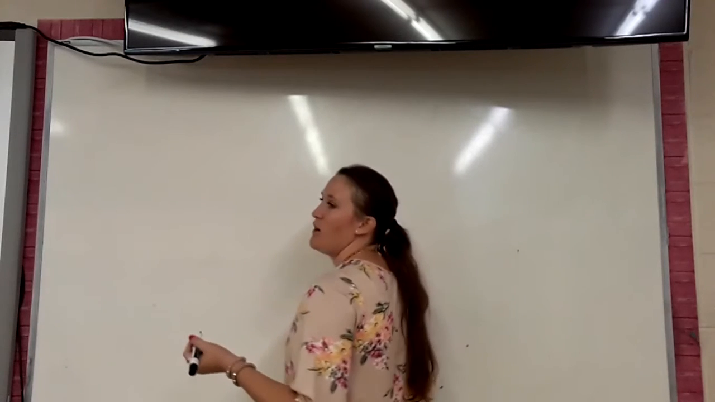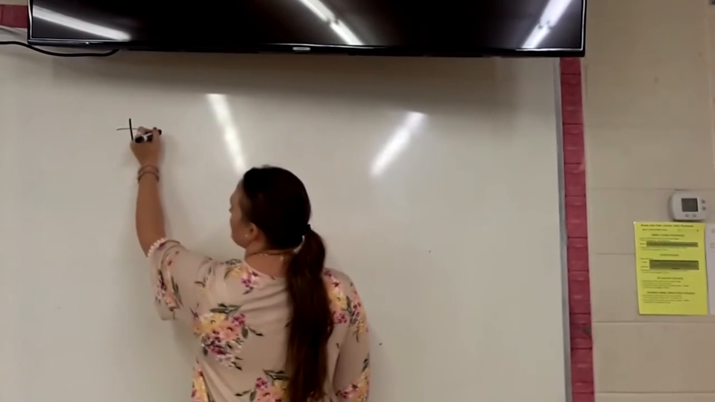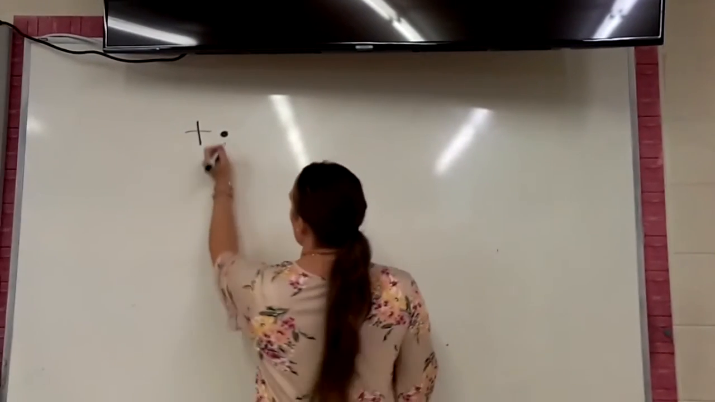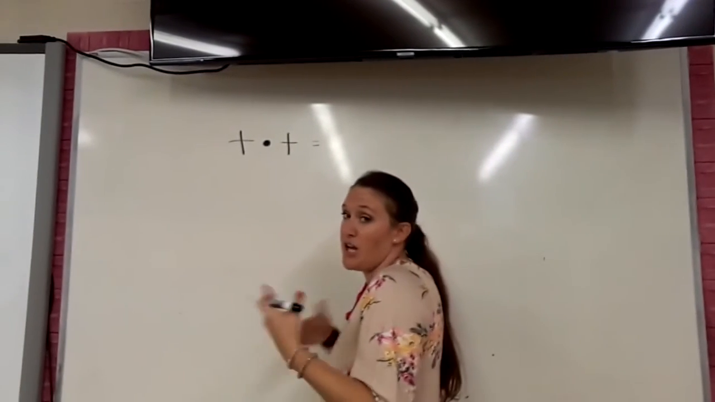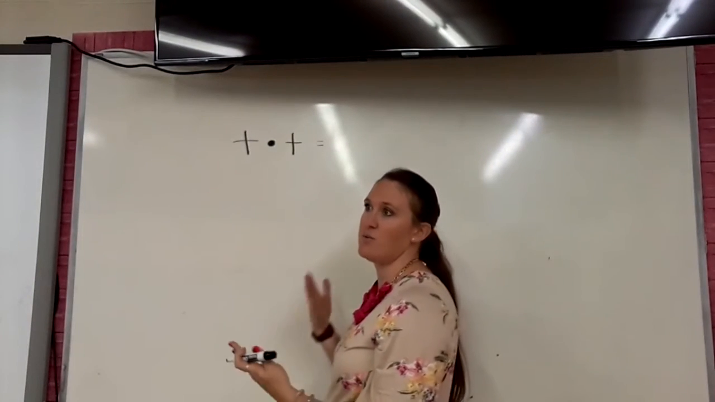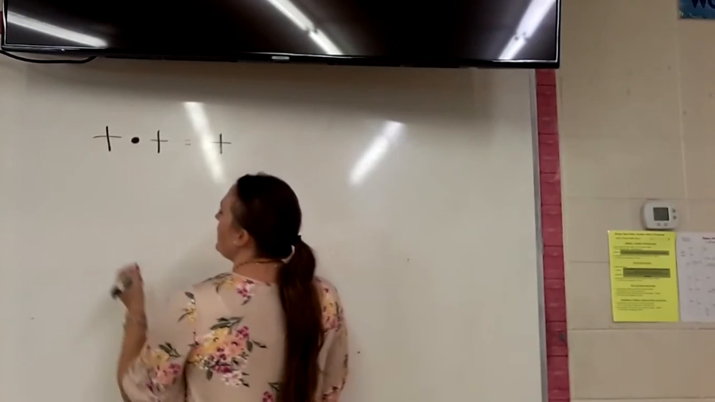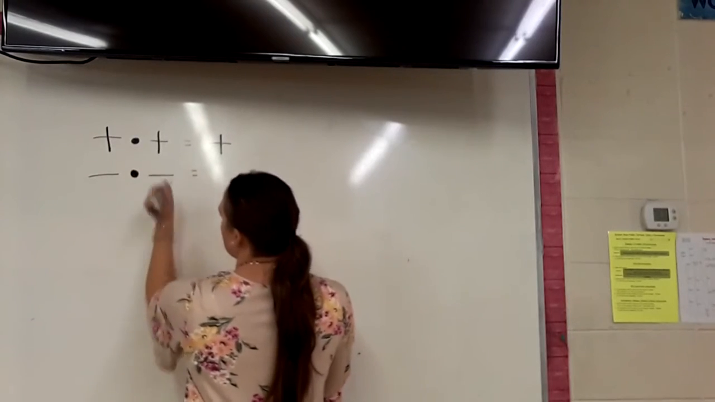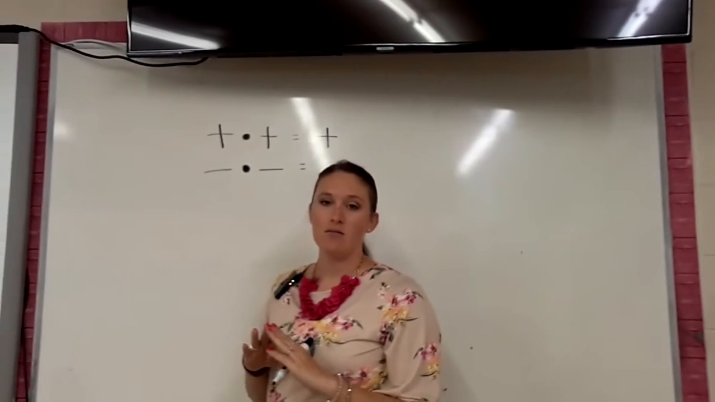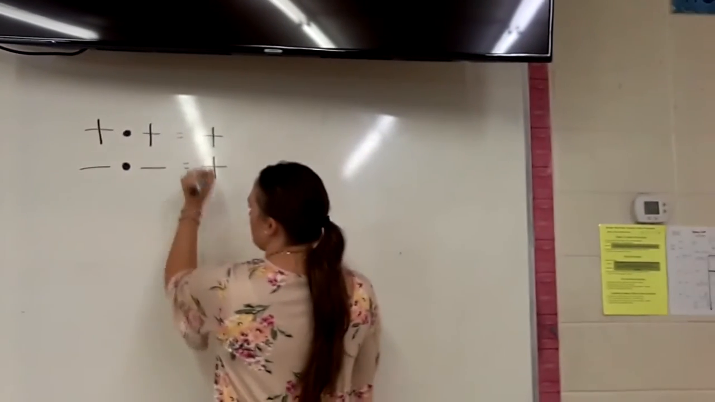So when we are multiplying with integers, we have a positive. I'm going to use a dot to represent multiply. A positive times a positive, well, that's multiplication that we've done over and over for the past several years. We're going to get a positive answer. Okay? When we have a negative times a negative, they cancel out. We can't have a double negative. A negative times a negative still equals a positive.